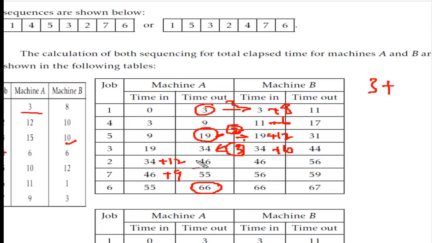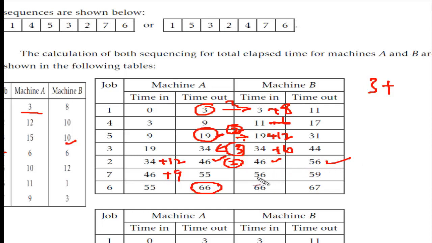The job 2 is occupied by the machine A, so I have to wait 2 more units of time here until 46, until it is finished at 46, so I can start at 46. And job 2 is 10 units of time. 46 plus 10, that is 56.